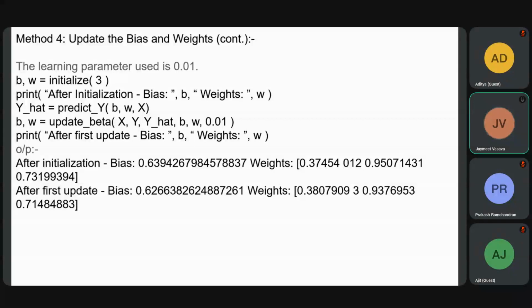The bias after the initialization was 0.63, and the weights for TV, radio, and newspaper, in that order, are 0.37, 0.95, and 0.73. These were the older values. After the update, the bias is 0.62, and the weights are 0.38, 0.93, and 0.71 for TV, radio, and newspaper.